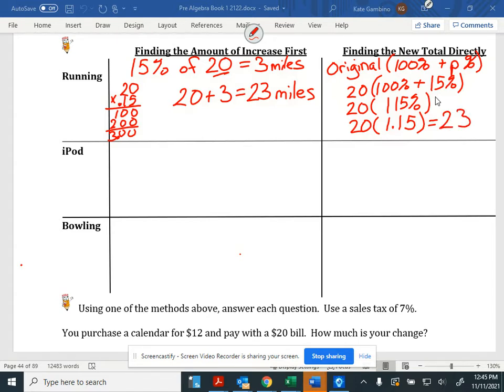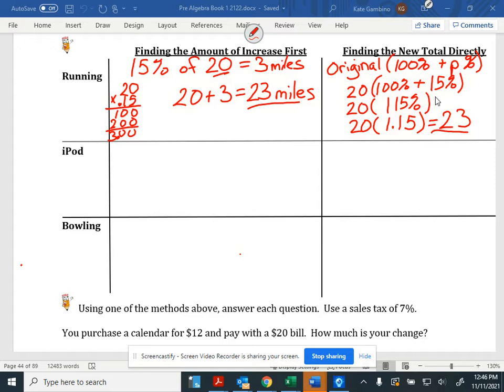So you could do it either way. Like we've been talking about in math, there are multiple ways to get to the same answer. You're going to find which way connects with you. Does this way make sense? Once we figured out how to use that original, plus 100% plus the increase, you plug in your numbers, you get the same answer. So let's try it with the iPod and see how that goes.